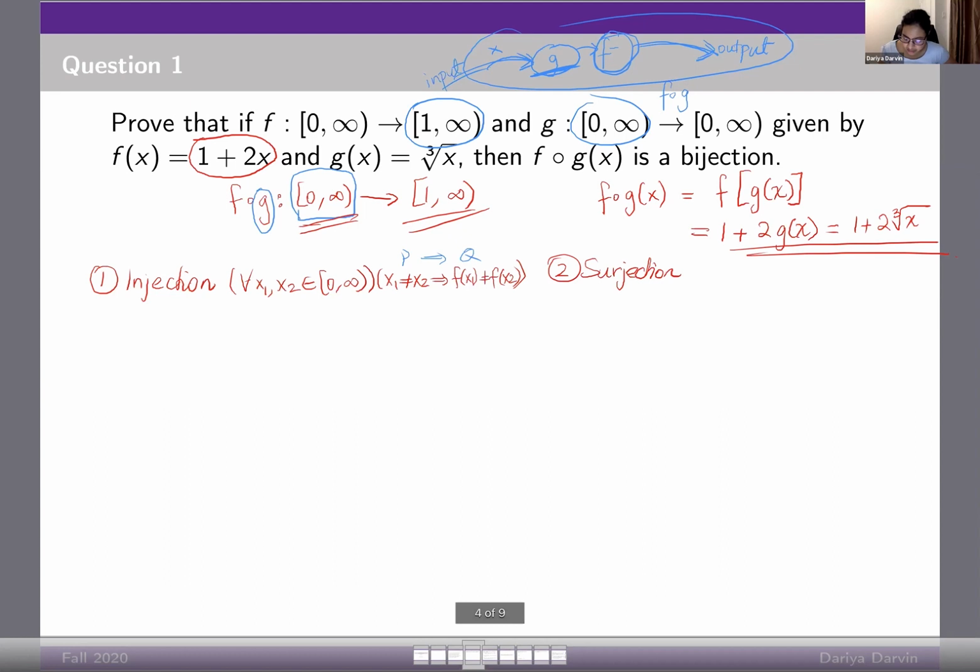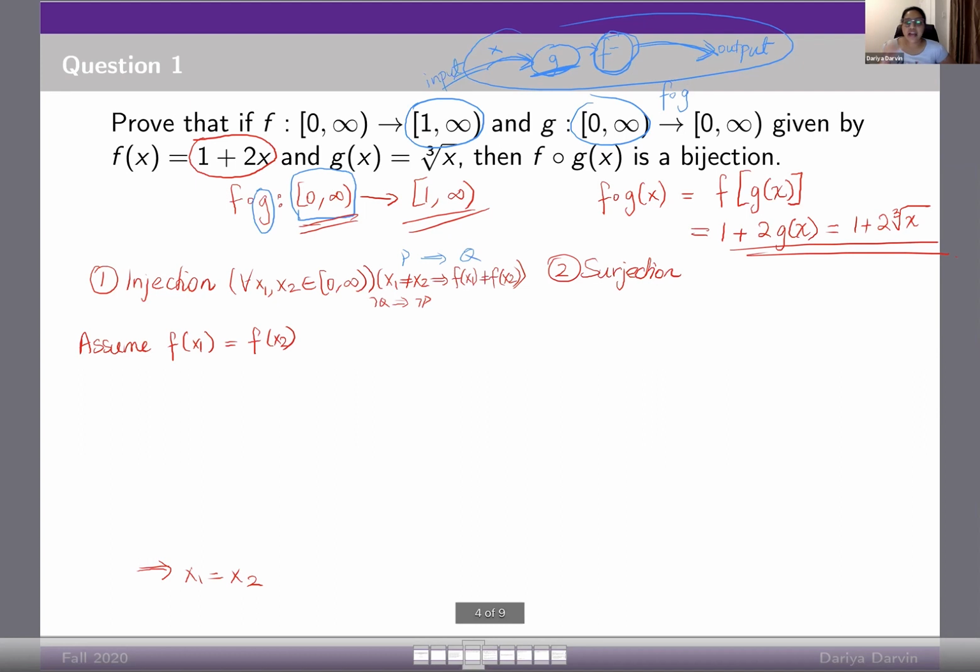So hopefully you guys remember what contrapositive proof was. It's not Q implies not P. So that means you're going to say, assume f of x1 equals f of x2, and you want to conclude that x1 equals x2. So that's the proof by contrapositive. This is why we do a proof like that for injection.